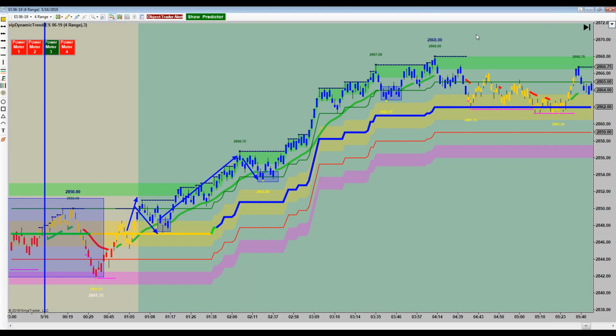Let's go on. I want to look at another instrument. I'm going to look at several, and then we're going to circle back and discuss detailed trade entries. Stand by.